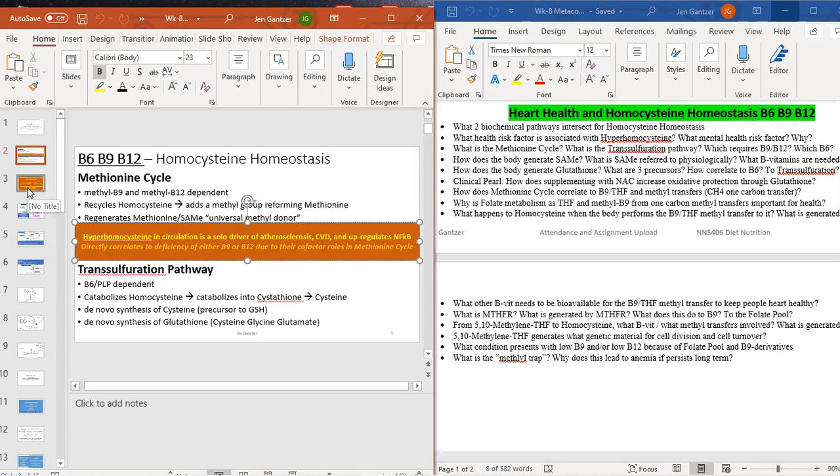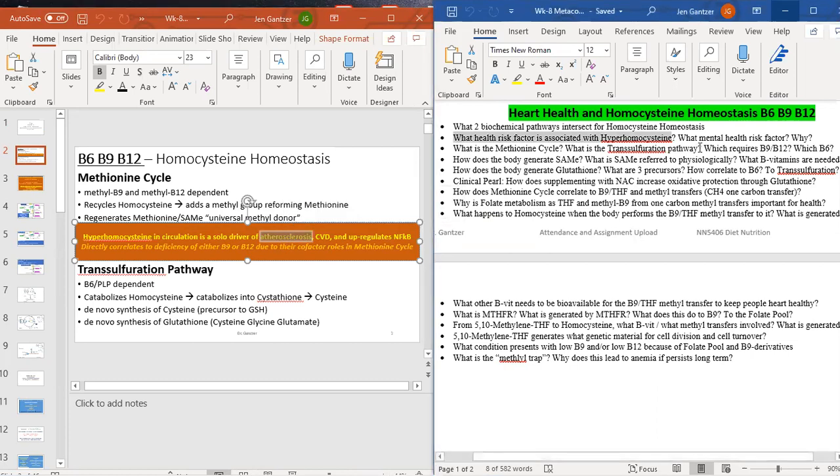If you have hyperhomocysteine correlated to B9 and B12 deficiency, you are at risk for clot, thrombus, atherosclerosis, and cardiovascular disease. So what B vitamins would be directly correlated to cardiovascular disease, clot, and thrombus?